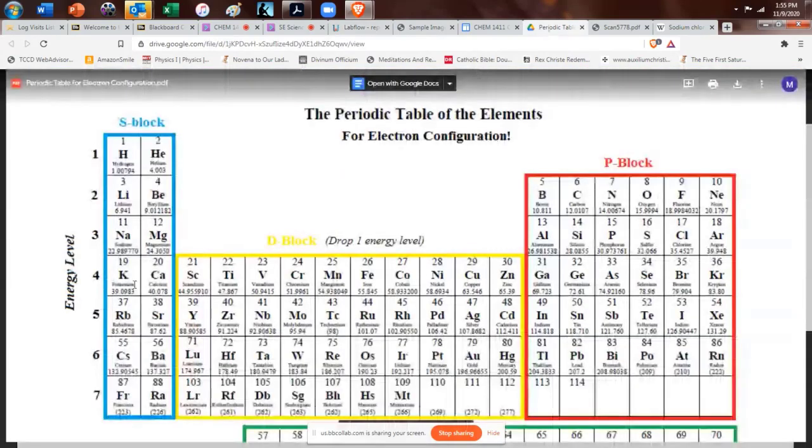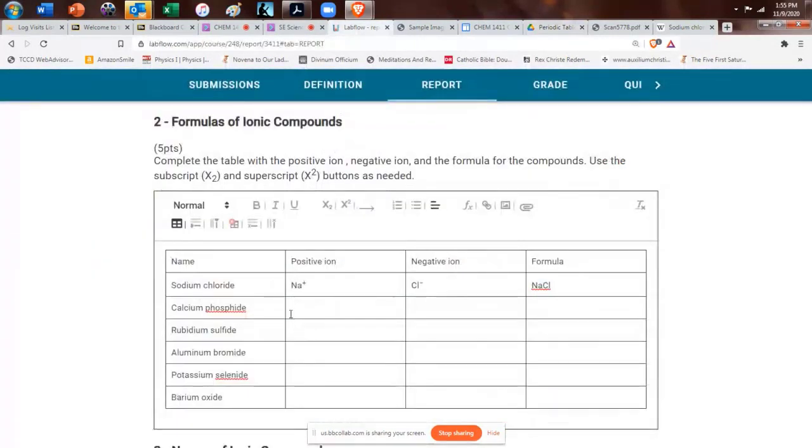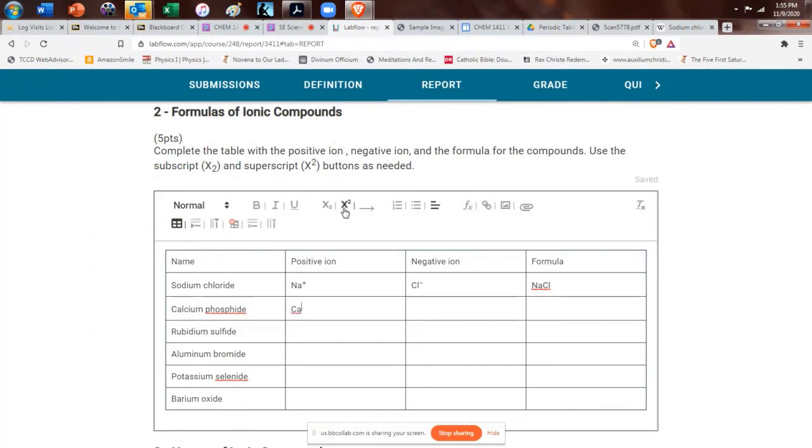Calcium, look at the periodic table. Calcium's in the second column. It has an atomic number of 20. The closest noble gas is 18, argon. So calcium's going to tend to lose 2 electrons, and if that's the case, it'll be a 2+ charge. The calcium will lose 2 electrons, Ca, and because it loses 2, it'll be a 2+ charge.